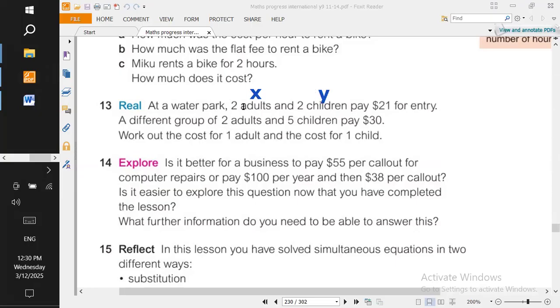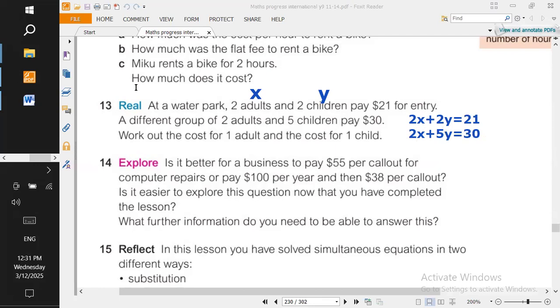Now, to write the equation, two adults means 2x. So 2x, let's make the equations smaller so we can see them. So 2x and means plus 2y, or two children means 2y, equals 21. This is the first equation. Now, a different group of two adults, so 2x and means plus five children, 5y equals 30. Now we have two simultaneous equations.